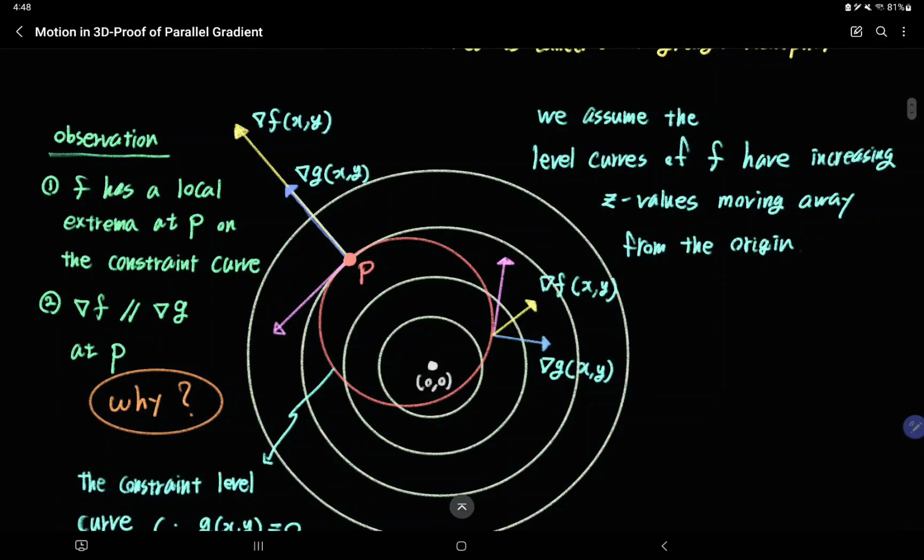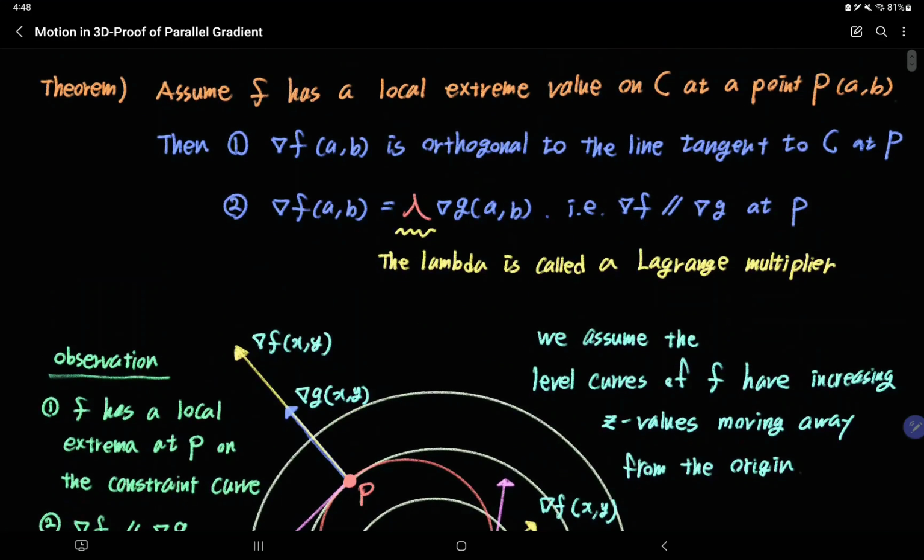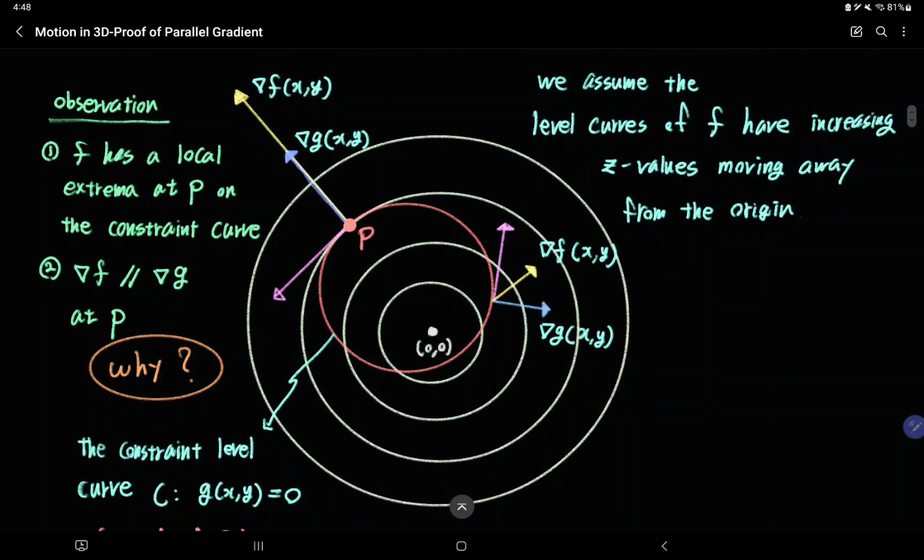So here is the simple case for the function f and the constraint curve C. Here you see the circles. These are the level curves of f, with increasing z values moving away from the origin. And the red curve is the constraint level curve C.